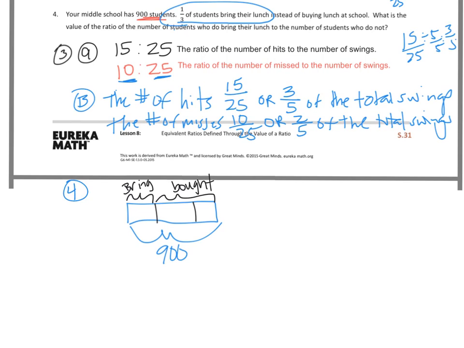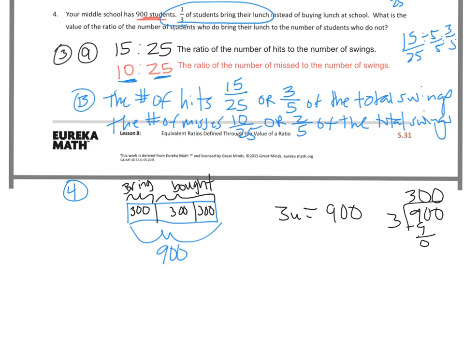And really, I have my ratio kind of set up for me. I could do it right from there, the value of the ratio. But I want to solve it out, just because. So I have 3 boxes that equal 900, or 3 units equal 900. So I'm going to do 900 divided by 3, and I know I'm going to end up with 300. So 300 here, 300 here, and 300 here.